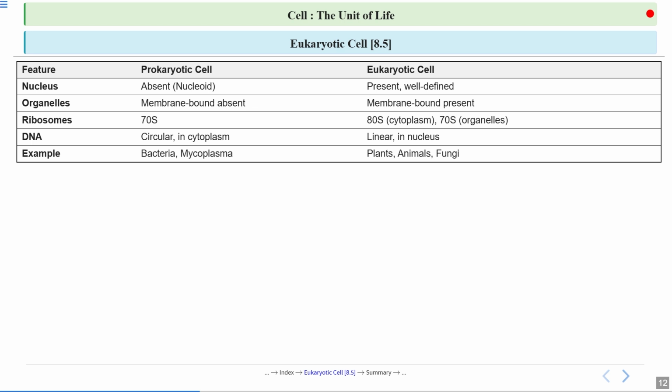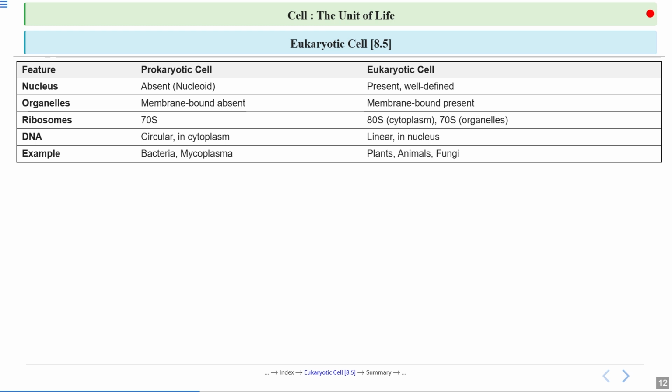Okay, now let's talk about the difference between prokaryotic and eukaryotic cell. We have also discussed prokaryotic cells. So here is the table showing you difference between prokaryotic and eukaryotic cell. So you should know about these differences.